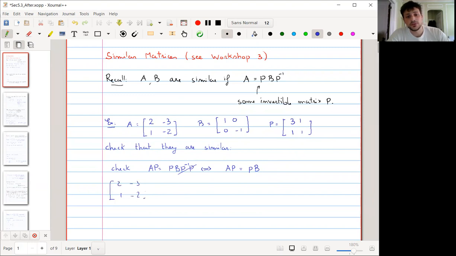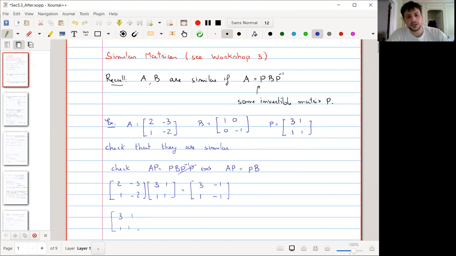-2, 1, -2. That's A. If I multiply it by P, I get 3, 1, 1, 1. And the result is 2 by 3, 6, -3 is 3. 2 minus 3, it's -1. 1 minus 2, sorry, 3 minus 2 is 1. And 1 minus 2 is -1. Let's compute PB.